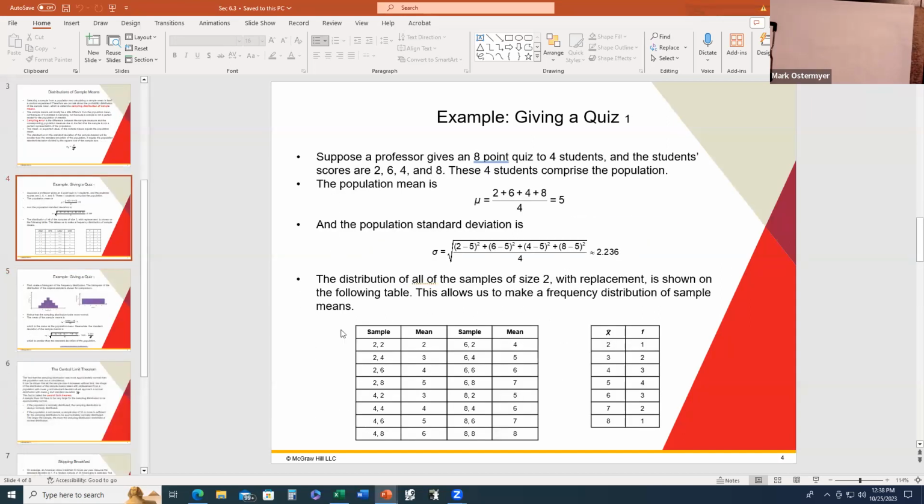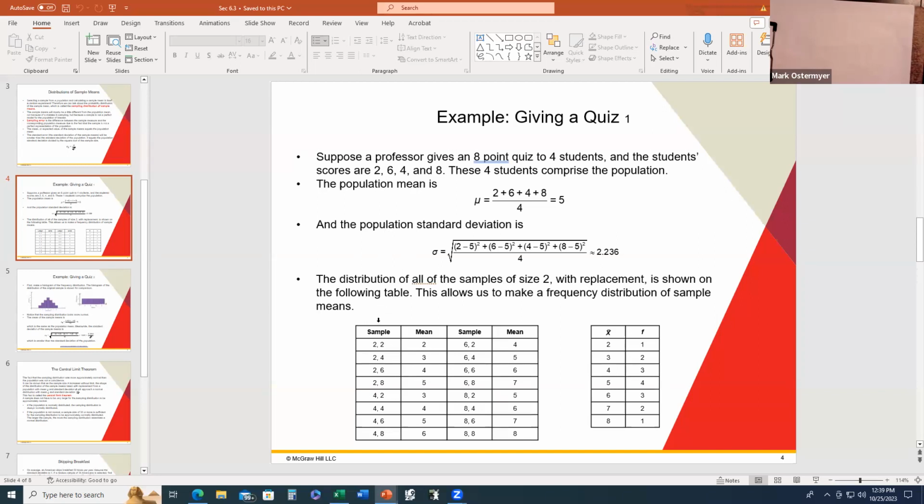Now, suppose we were to reach into this population of size 4, and we were to choose all samples of size 2, and for each of those samples, compute the sample mean. Well, ladies and gentlemen, if we do so with replacement, we can see that we have a large number of samples that are possible.